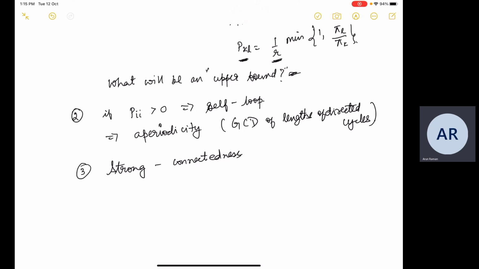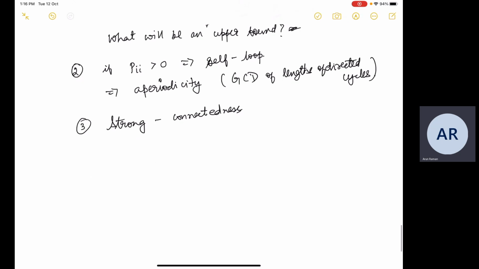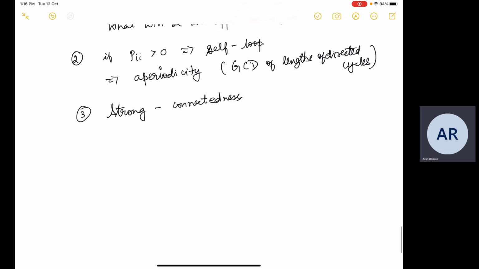But given any application, suppose we have some constraint that pi_ij should be at least some value, or that the degree should not be more than some bound, then we can work around it and consider a smaller value of R as well. How the smaller value of R will impact things, we will see later. Next, we look at a random walk interpretation of the Metropolis Hastings algorithm.